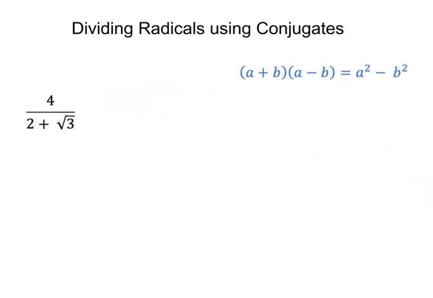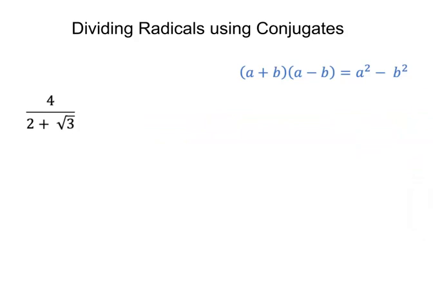So what are conjugates? If you look at this formula, a plus b times a minus b equals a squared minus b squared, this formula is the difference of squares. However, the factors a plus b and a minus b, those two factors, are actually conjugates. They are pairs of binomials in which the second term is the opposite. Okay, so those are conjugates. And we're going to use this formula to simplify, or basically to divide, this expression.